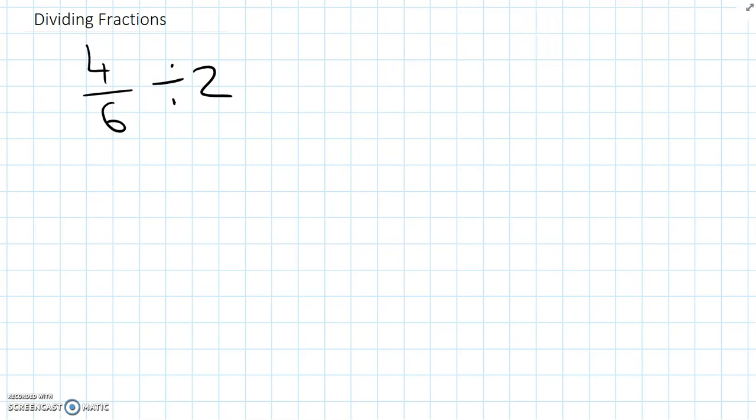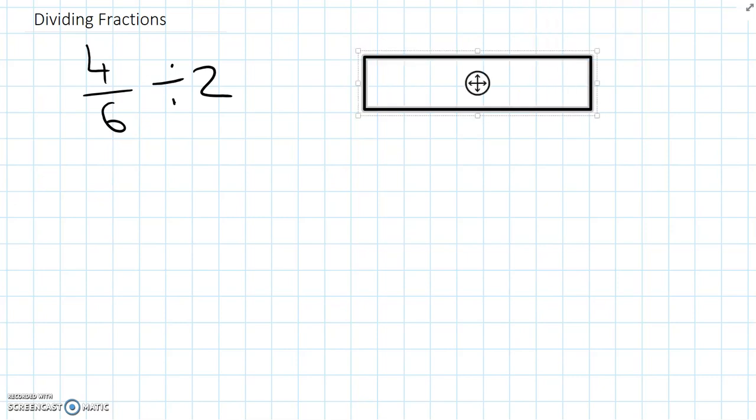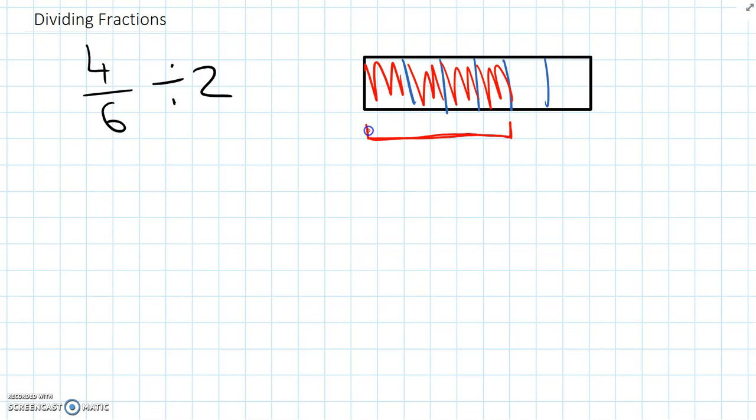So in this case, as always, we're drawing our rectangle. We have 4/6. There we go, 4/6. So now we're saying 4/6, we want to divide that into two parts. So here's our 4/6. Divide that into 2, which is the same as half.